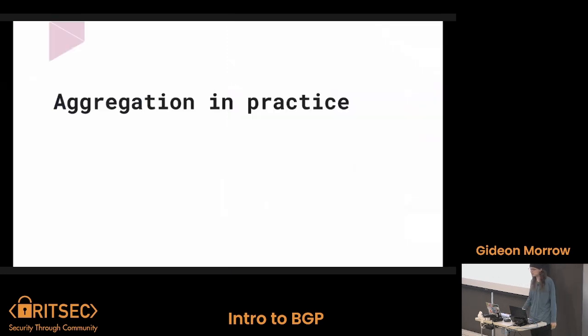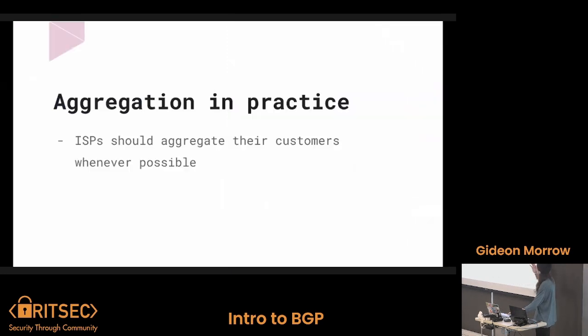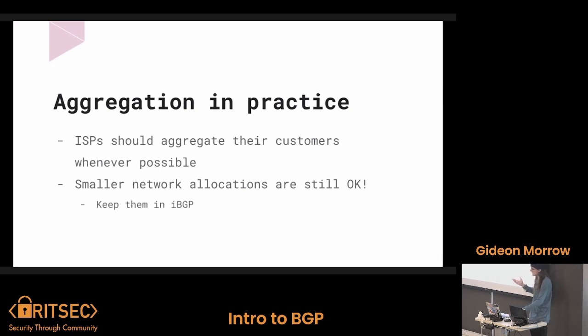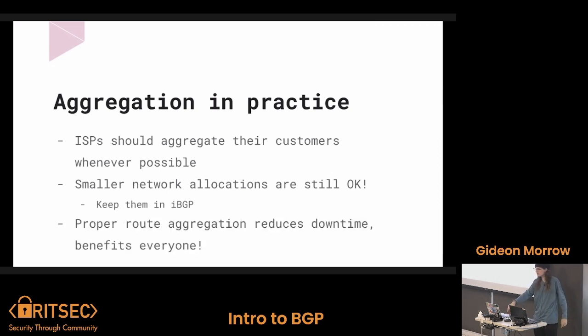So aggregation in practice: ISPs should aggregate their consumers whenever possible. So if they have overlapping announcements, if they can combine them into one announcement, they should do that. It doesn't mean smaller announcements are bad. They're still okay. In fact, they're required, but they should be kept in iBGP, kept internally. And this benefits everyone because route aggregation reduces downtime, and also makes everything faster and easier and less expensive, and benefits everyone involved. It even helps the customer if they set it up correctly.